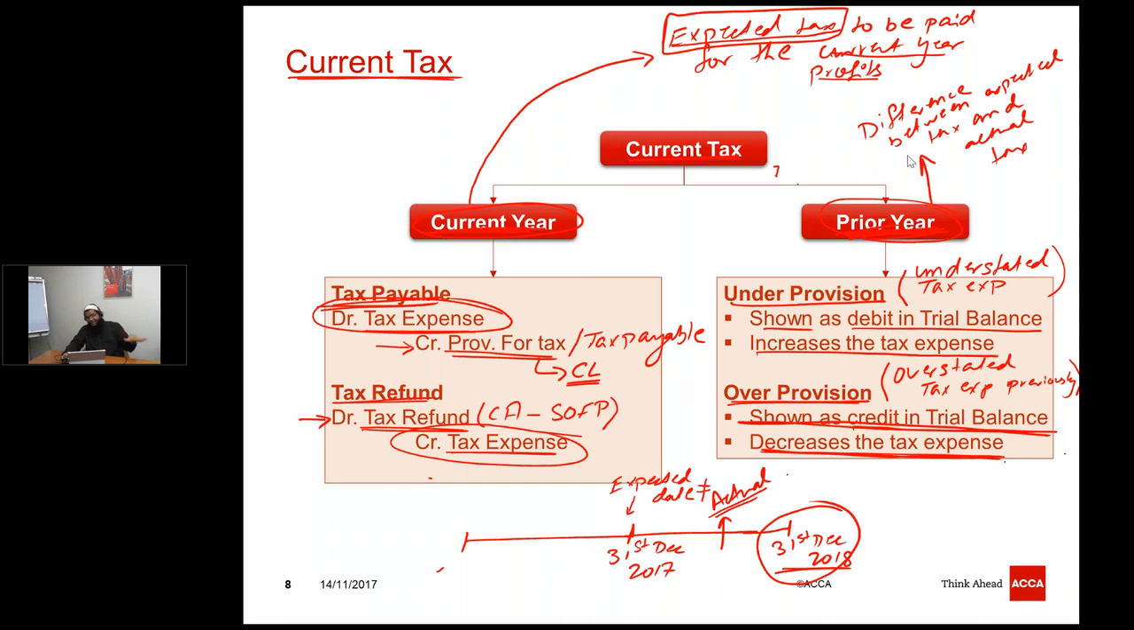So under provision means that we have understated the expense. So we are now going to increase. And over provision means that we have overstated the expense. So now we are going to decrease.